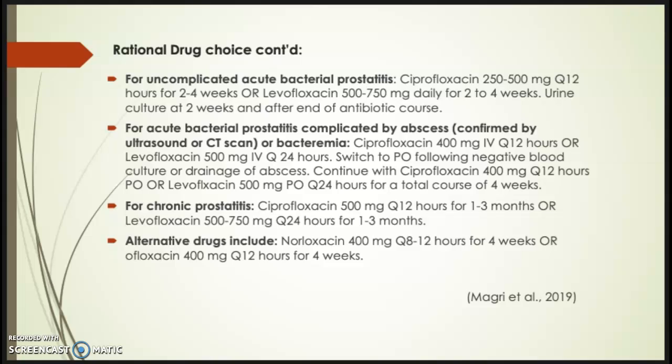This next slide goes over treatment options, and these treatment options vary depending on whether it is acute or chronic, and complicated versus uncomplicated. The treatment varies by route. For an uncomplicated acute bacterial prostatitis, PO antibiotics such as Cipro can be given. For complicated acute bacterial prostatitis, IV antibiotics can be given. Those diagnosed with chronic prostatitis are given a longer treatment of antibiotics from 1 to 3 months, and there are also alternative drugs to be included if for whatever reason the patient cannot take the ciprofloxacin or other types of medications.